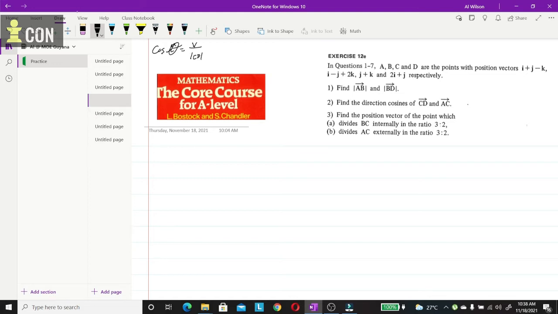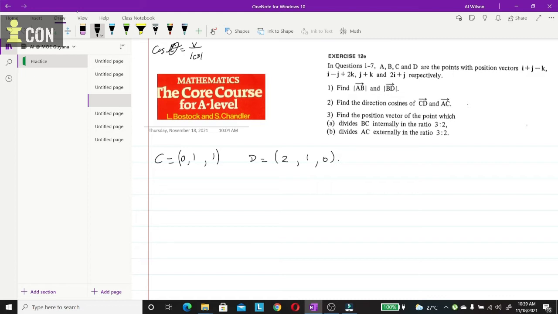So for C, again we're looking for the values. So C is going to be equal to, where here is C, we have J plus K, so that's going to be 1, 1. We don't have anything for I, so it's 0, 1, 1. And D, what do we have? We have 2I, so that's 2. We have a J, so that's going to be 1. We don't have a K, so that's going to be 0.